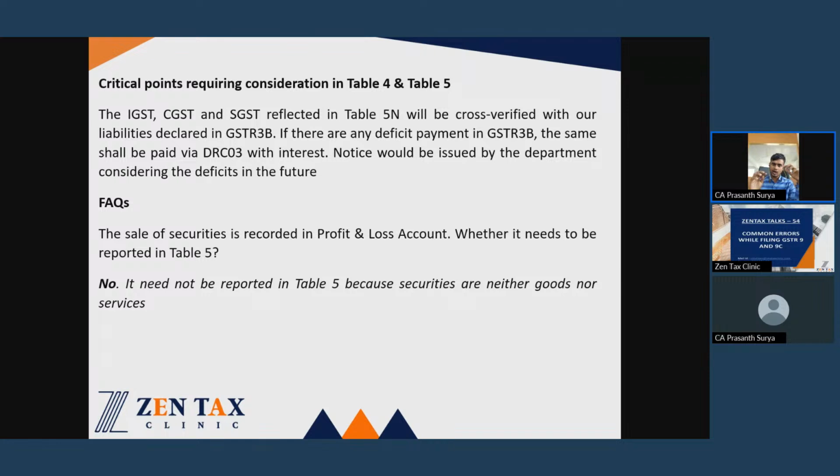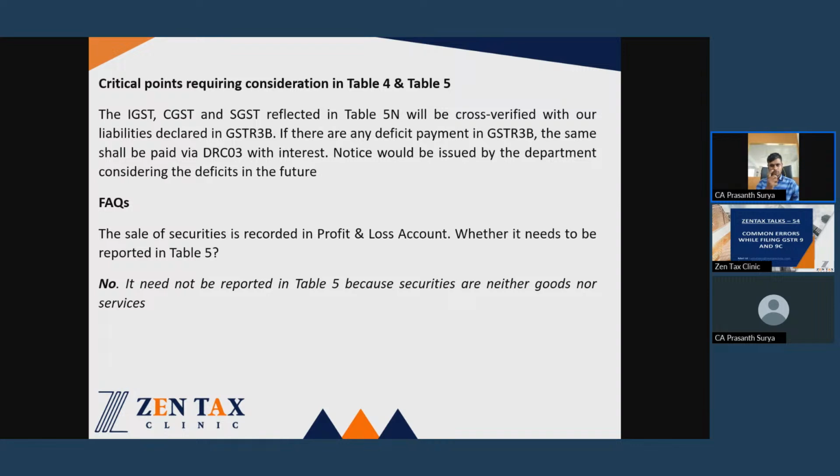Because as I already said, you are willingly declaring the liability. It's not that the department has asked you to pay this liability. It is like you yourself are willing to pay the liability via GSTR9. So definitely, if there is a difference, please note that there should not be any differences if you are not declaring any additional liability relating only to GSTR1 and 3B. Therefore, please note this table 5N should match with the GSTR3B liability that you have declared throughout the financial year 23-24.